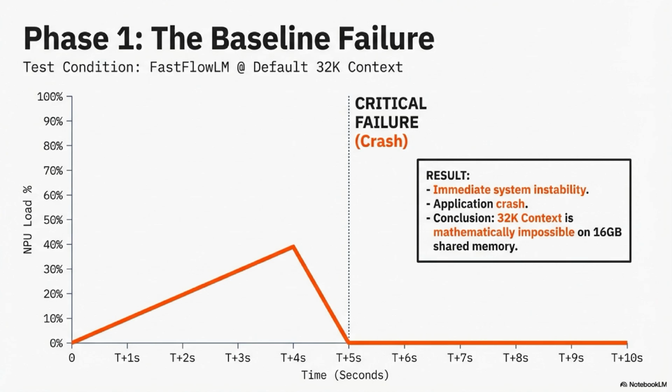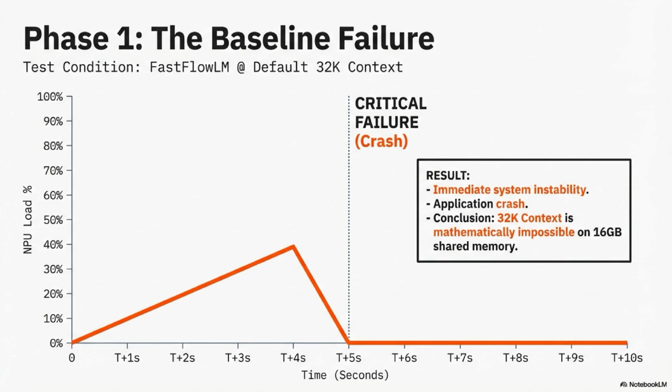Phase 1 started with FastFlowLM's default 32K context window. Result: instability and immediate crash. 16 gigabytes of shared RAM can't hold that capacity. The math doesn't close. The failure reveals your ceiling. From there, you tune downward. Treat context size like a volume knob. Too high, distortion. Too low, weak output.